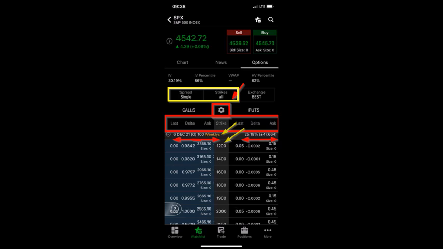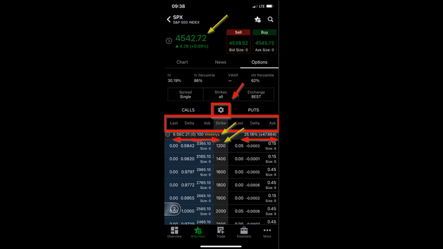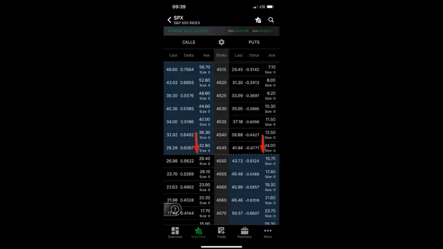The chain will open up nowhere near the price of the option, so you're going to have to scroll a lot to get to the at-the-market prices. On the screen right now, the option price is 4542.72. And as you can see, the option chain starts at the 1200 strike price. So we need to scroll a lot to get closer to the strike prices near the current price of 4542.72. When you are near the current price, you're going to see a yellow dashed line.